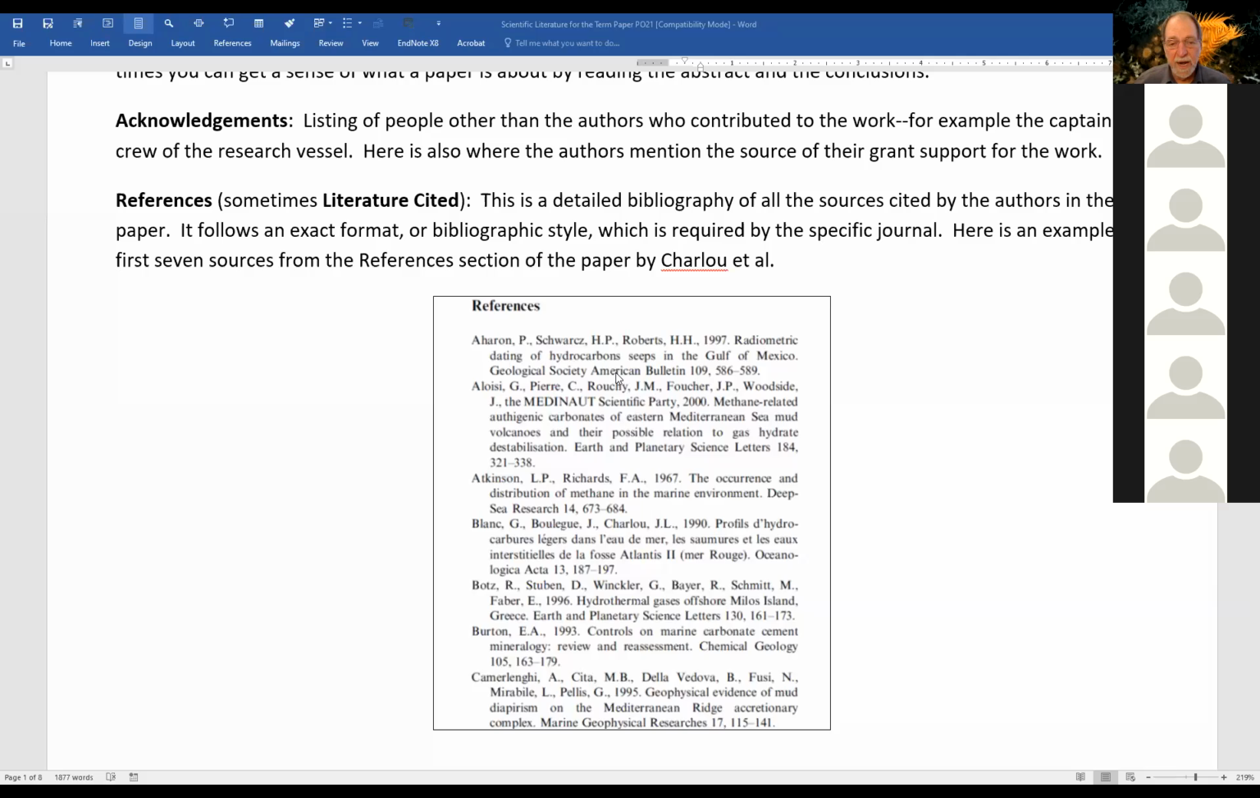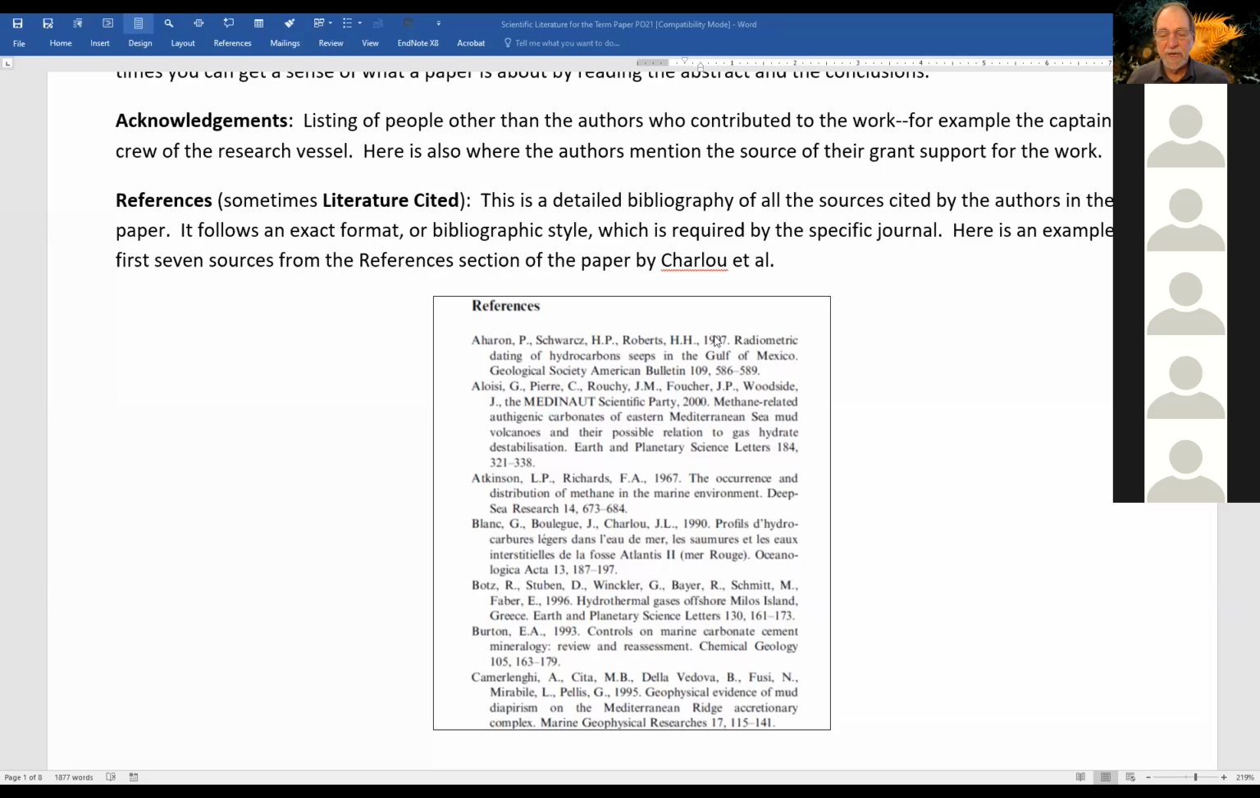So here they are: Aaron, Alosi, Atkins, and so forth. And you'll see that each one of these references lists the authors, in this case, last name followed by first initial. And this is the same order that the author list would appear in on the publication. And then the whole list is sorted in alphabetical order.